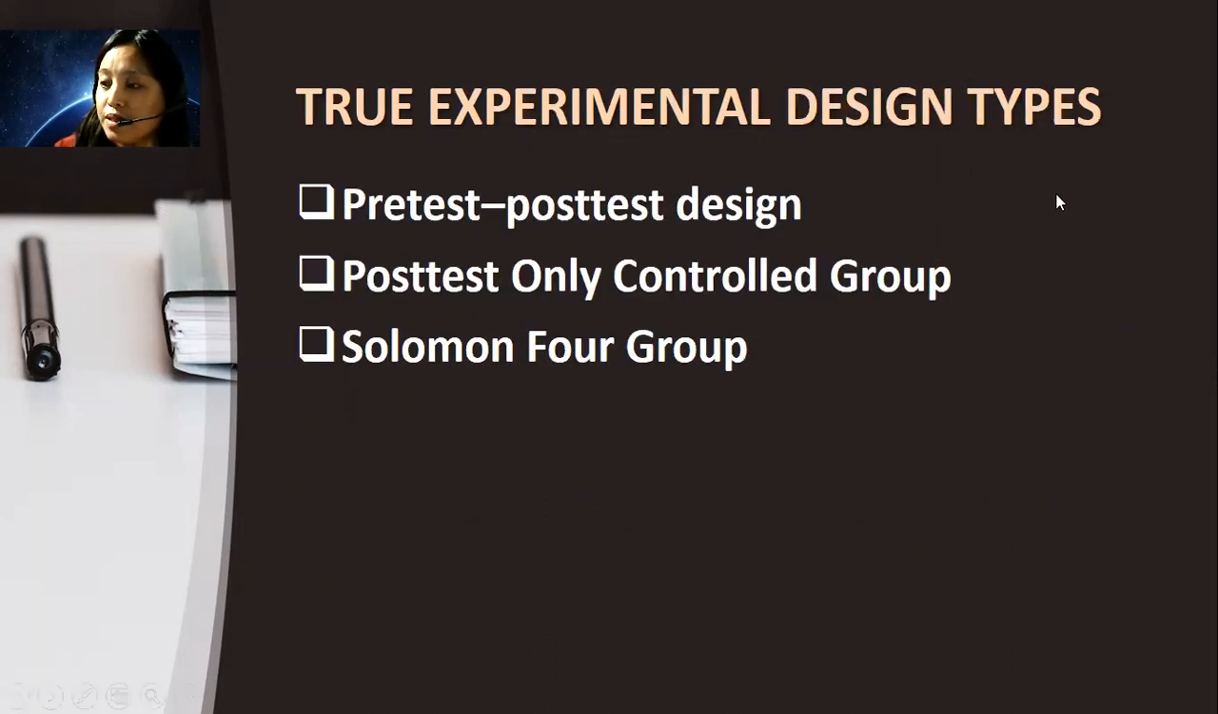And the true experimental design types used are the pre-test and post-test design, the post-test only control group, and the Solomon four-group design. This is not found in the material. I found this through my further reading, and I'm quite confused if the Solomon four-group is the same as the Latin square.